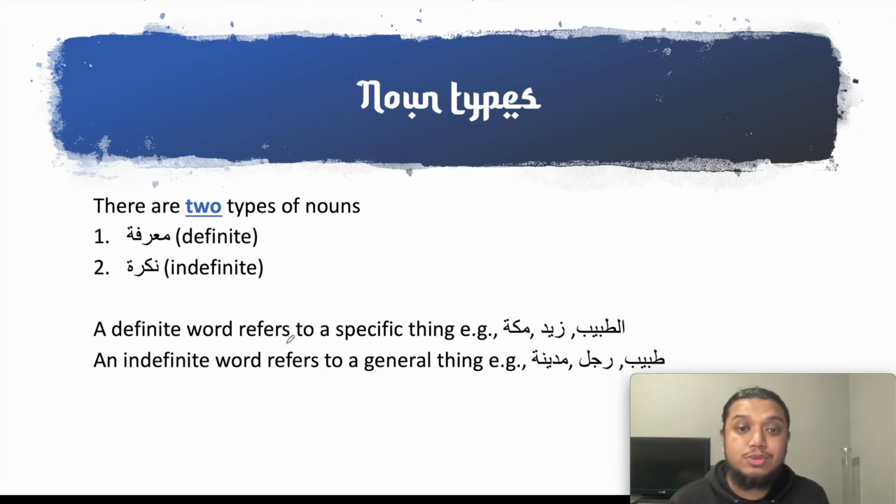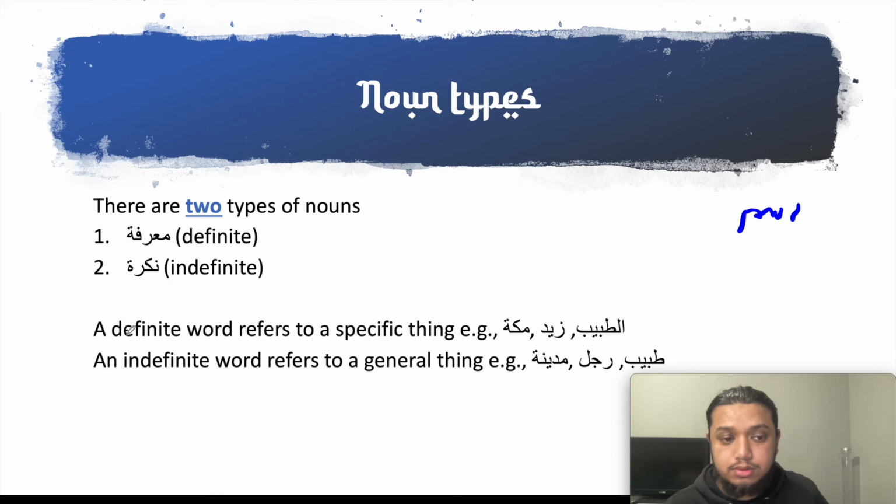So now we'll proceed with noun types. Remember, as I said, ism is a noun, a tenseless word. In Arabic there are 2 types of nouns: definite, which is called ma'rifah, and indefinite, which is called nakirah. A definite word refers to a specific thing, and an indefinite word refers to a general thing.